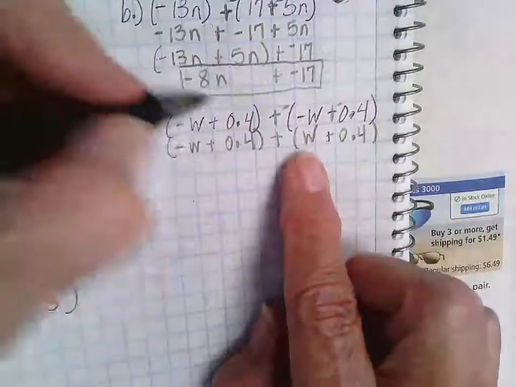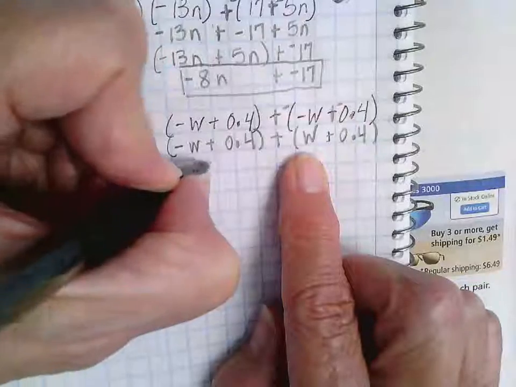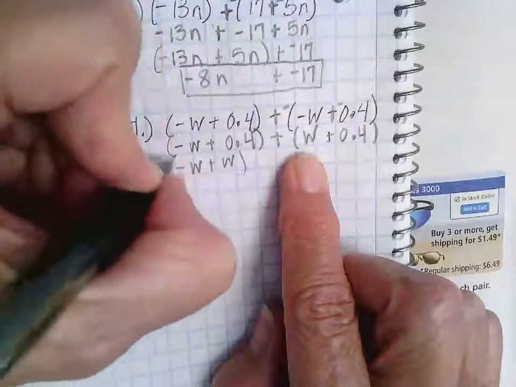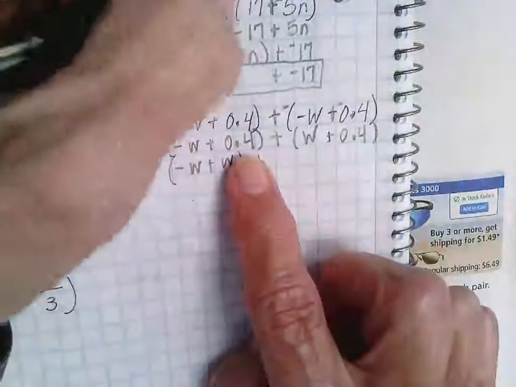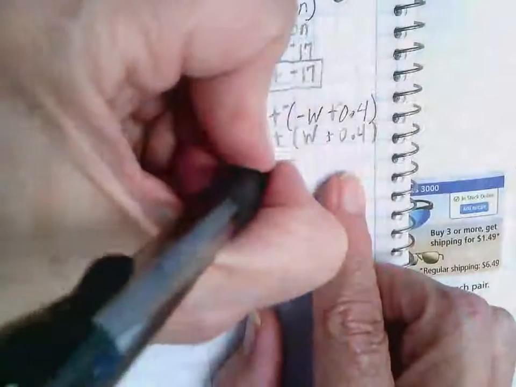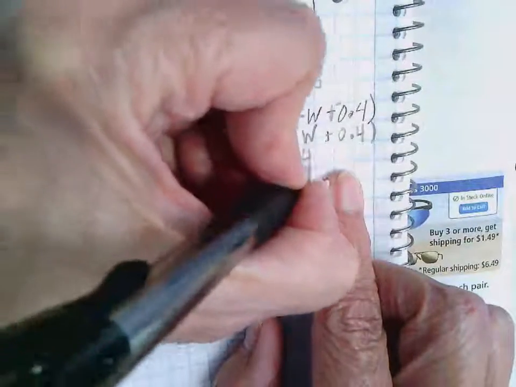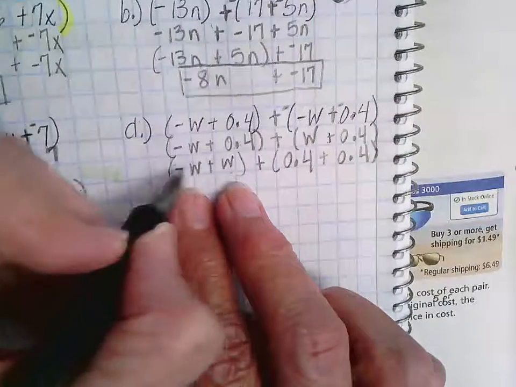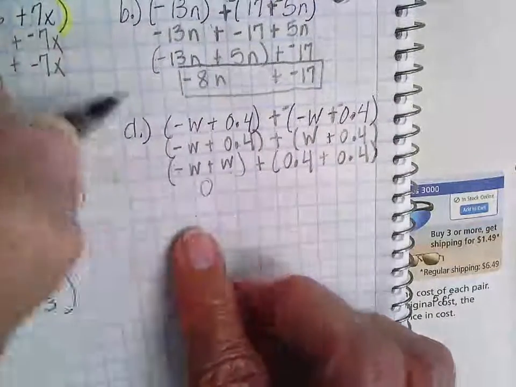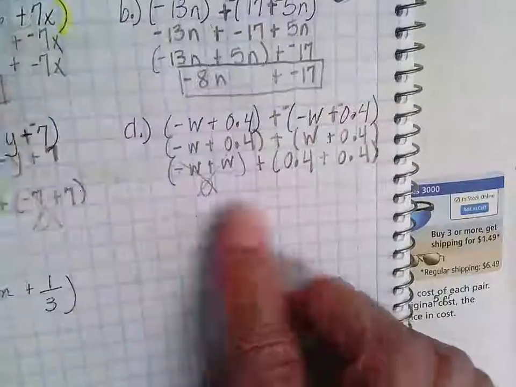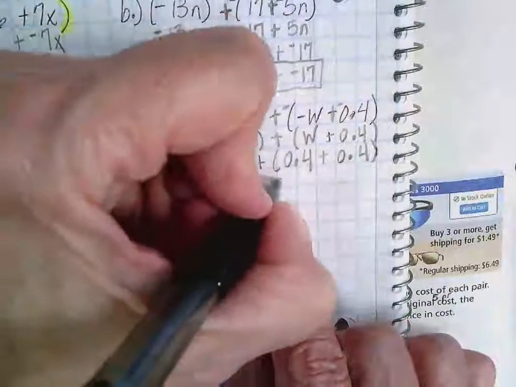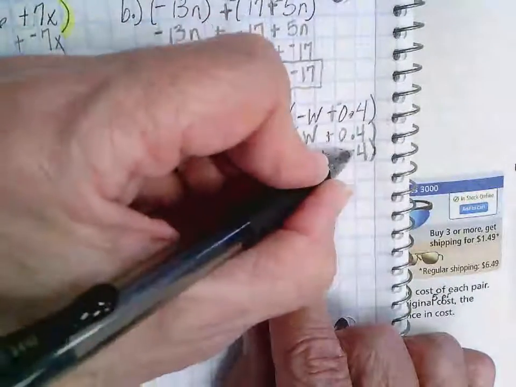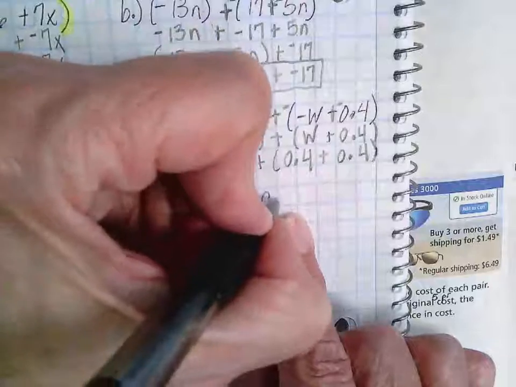I'm going to combine my like terms. And you can see that my w's are opposites. So I'm adding the inverse, which gives me a quantity of 0, which means there's nothing there. 4/10 plus 4/10 is 8/10.